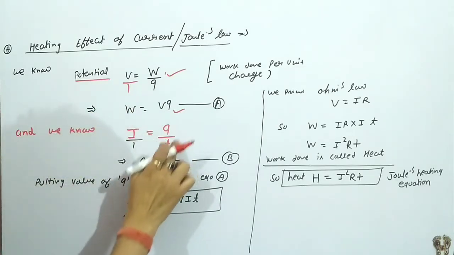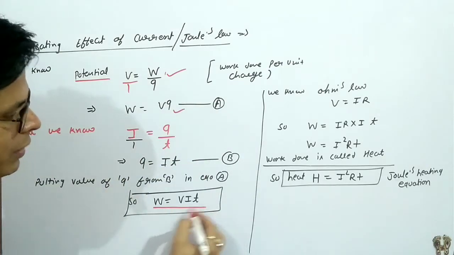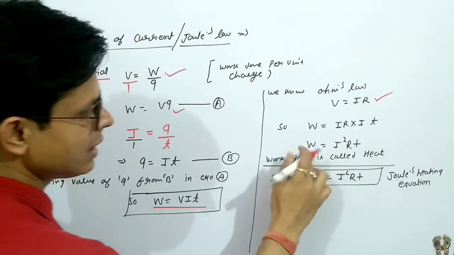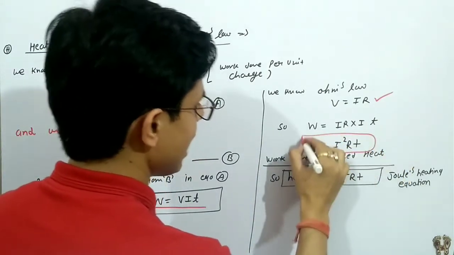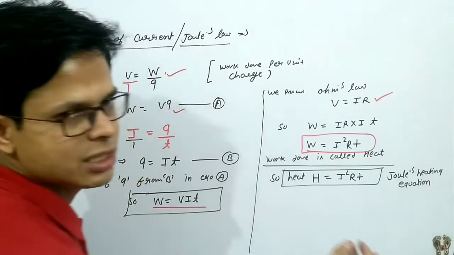We know I equal to Q upon T, so Q equal to IT. Put this value here, so we will get W equal to VIT. Now by using Ohm's law, we will put V equal to IR. This is the work done, and work done is called heat. Heat means transfer of energy is called heat.